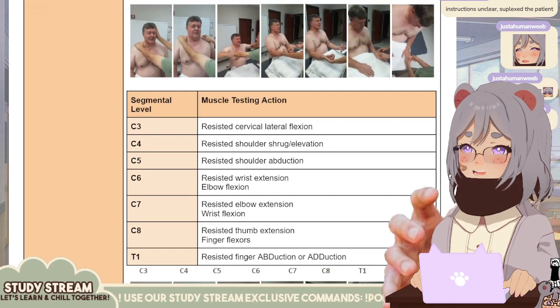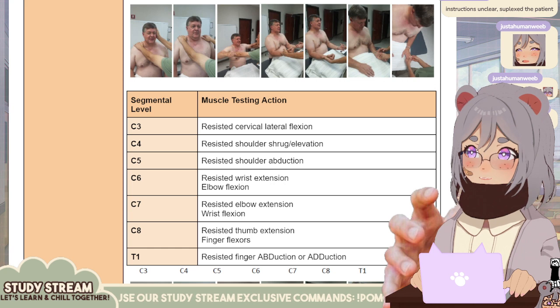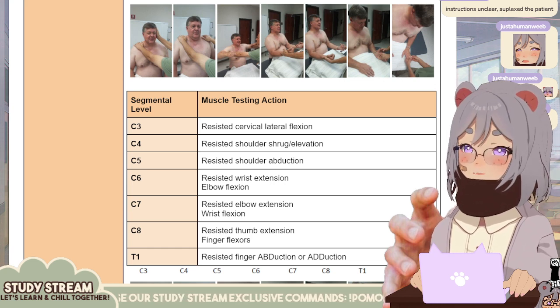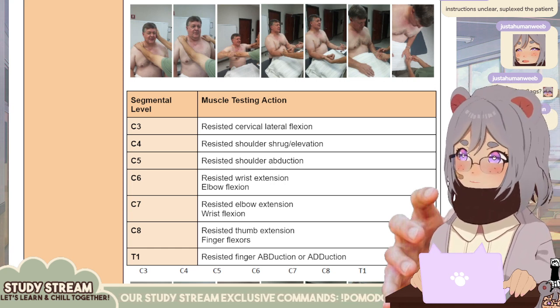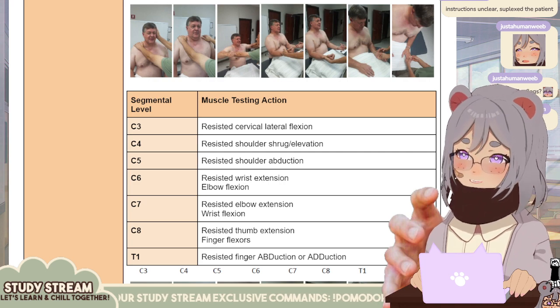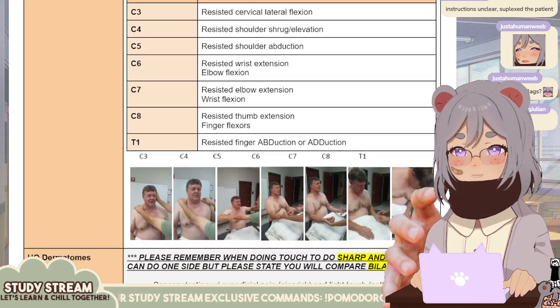Yay! Alright, and so those are all your myotomes. So basically, the spinal nerve root is going to innervate and provide enough brain power to be able to do these kinds of motions, you know?